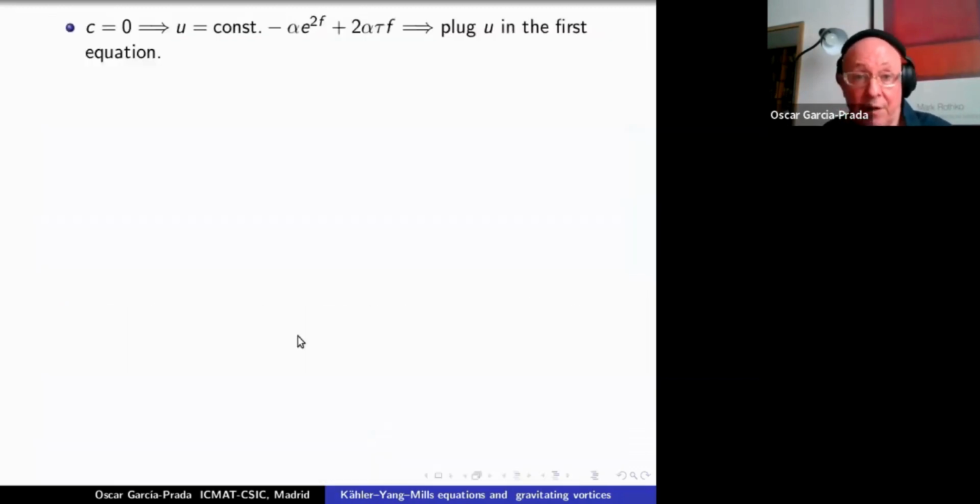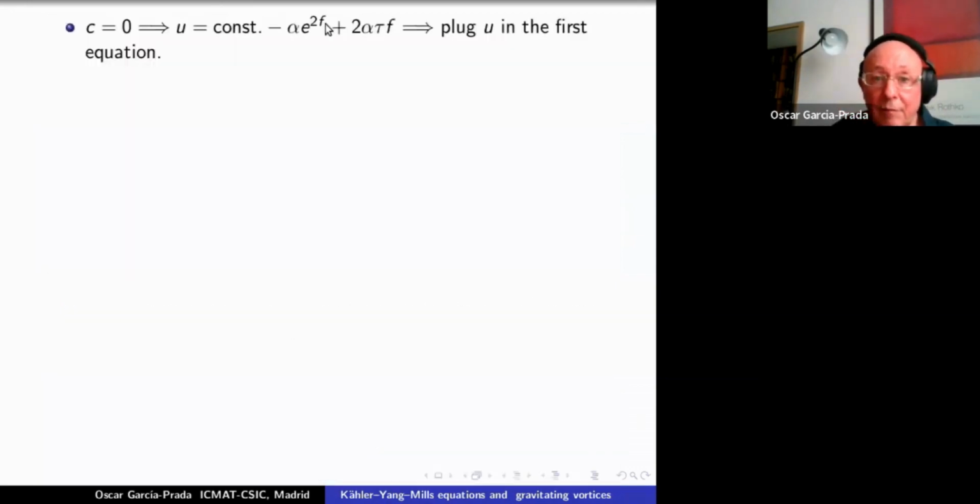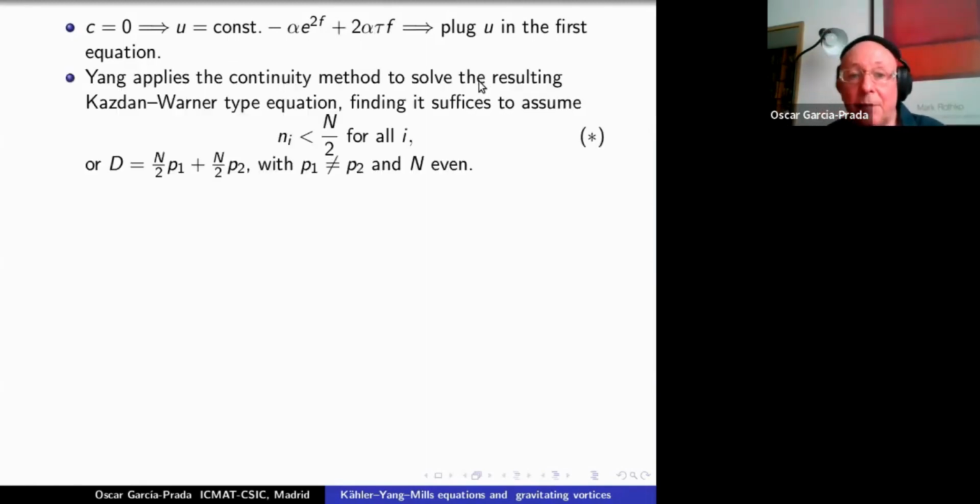Okay, but now, if it is zero, then from this equation you obtain that u is a constant plus this, and then you can plug u into the first equation. And so you end up with a much simpler equation to which you can apply a continuity method, and it is some kind of Kazdan-Warner type equation, a bit more complicated. So Yang finds that in order to prove existence of solutions, one needs to assume this condition on the numbers in the effective divisor being bounded by the Chern class divided by 2, or, as I said, the situation in which the divisor is concentrated at 2 points and the multiplicity is n over 2, so n must be even.